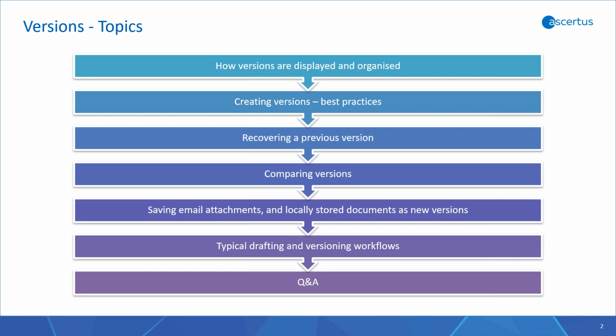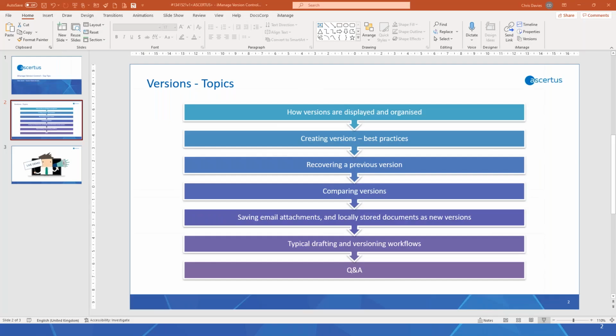And then how we manage content that comes from outside of iManage. Now that could be via an email attachment, but it could be something you've got stored on a network drive, or on your desktop. How do we connect everything back up? And throughout this, I'll be going through a few suggested drafting and versioning workflows as well. So let us begin.